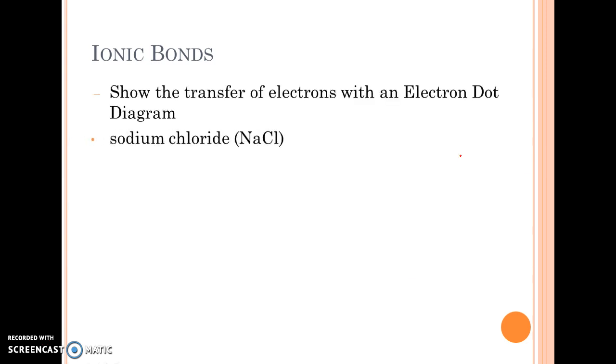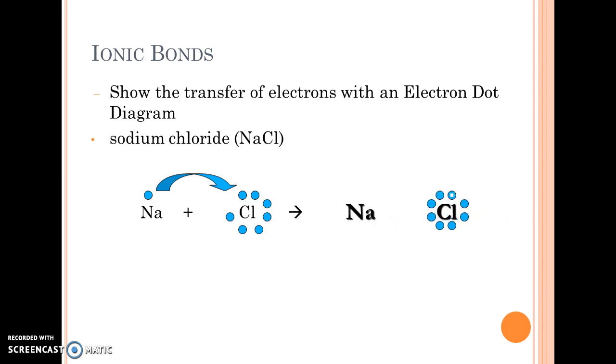The next slide is going to show you how to use an electron dot diagram to show the transfer of electrons within an ionic bond. Here we have sodium and chlorine. Sodium is in group 1, so it will have 1 valence electron, and chlorine is in group 17, so it will have 7, which is a perfect combination. They fit perfectly together. Sodium will transfer its electron to chlorine, therefore creating an ion. Okay, so we'll have a sodium ion and a chlorine ion. Sodium will have a positive charge, and chlorine will have a negative charge.